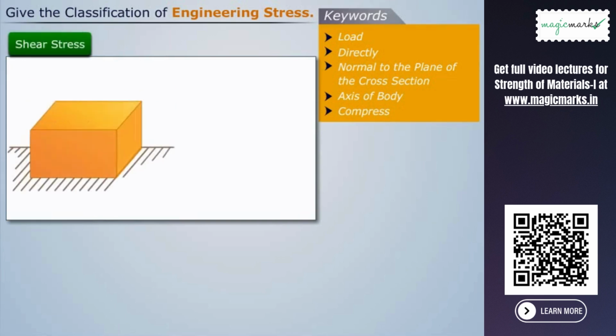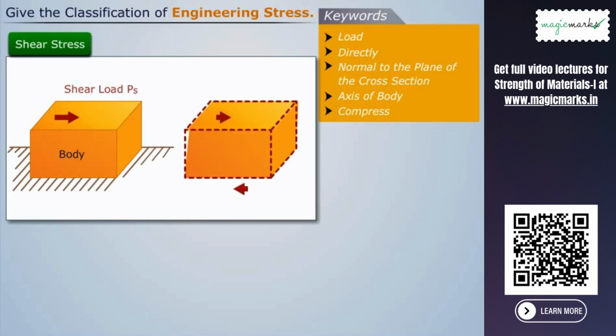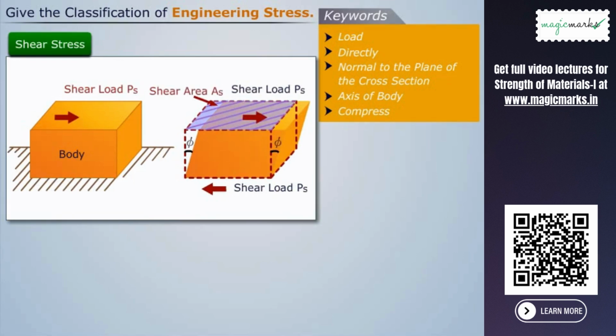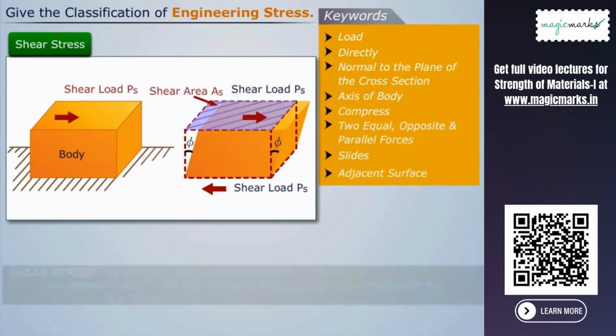Shear stress refers to the stress developed when two equal, opposite and parallel forces are applied in such a way that the surface of the body slides relative to the adjacent surface. It is denoted by tau.